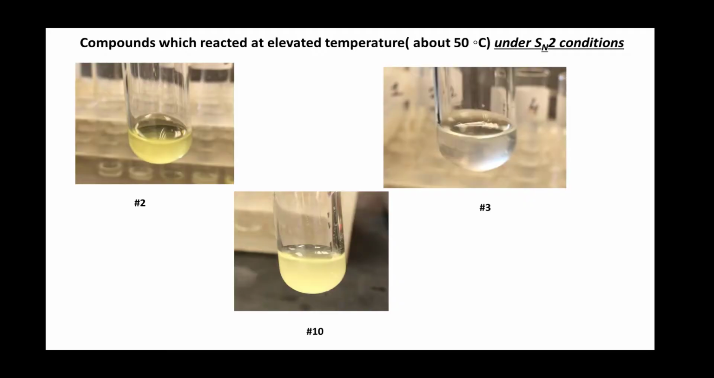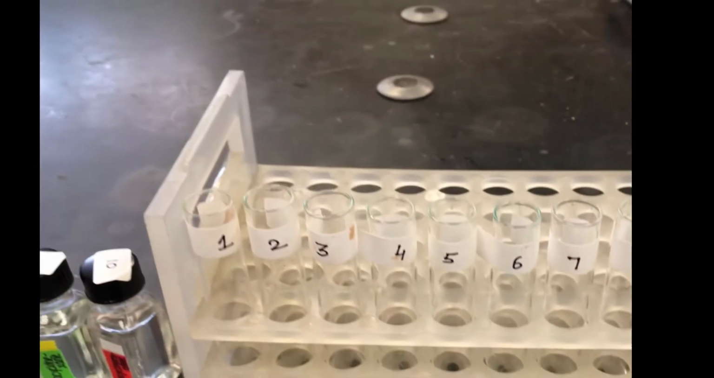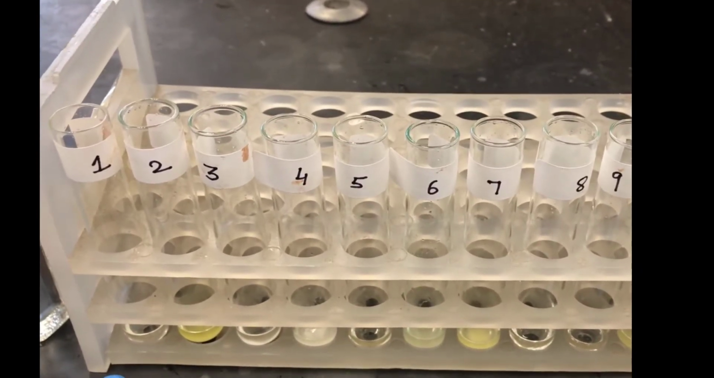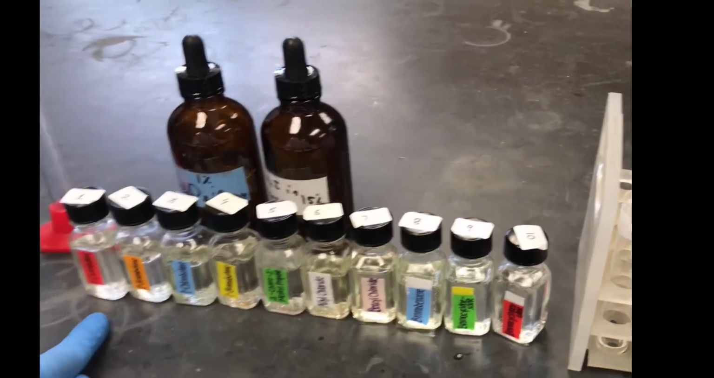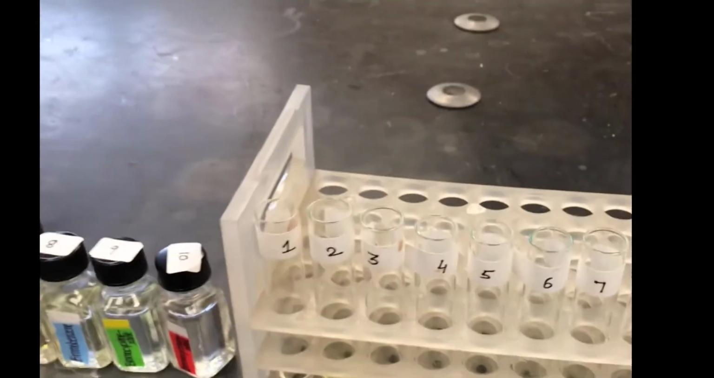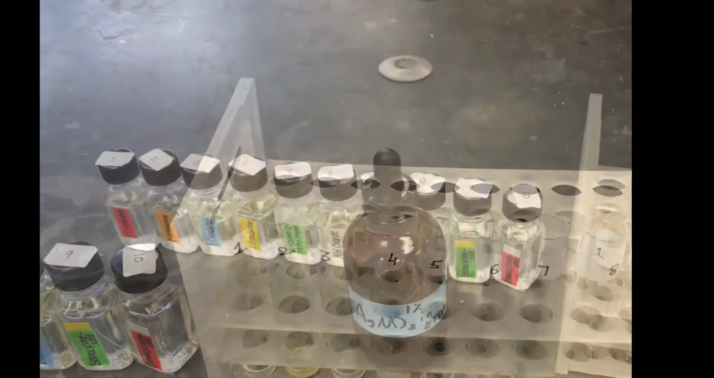Now the results of SN2 reactions at elevated temperature. These compounds reacted, and these two did not react at all. Once you are done, these test tubes you are going to dispose of in the halogenated waste, since pretty much everything has a halide in it. Then you will wash these test tubes, label them again, and make them ready for part B.